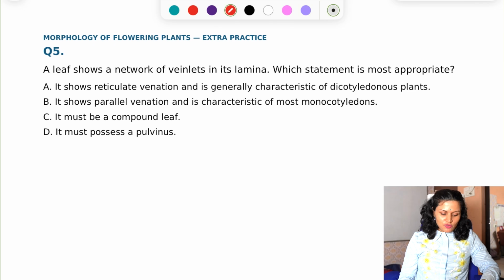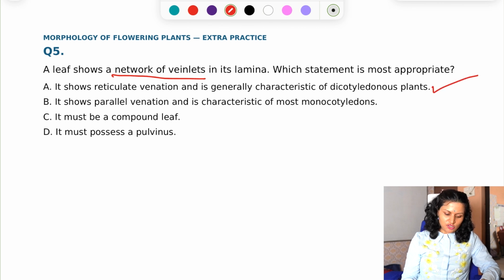Question 5. A leaf shows a network of veinlets in its lamina. Which statement is most appropriate? It shows reticulate venation and is generally a characteristic of dicotyledonous plants. This should be correct. Parallel venation is false. It must be a compound leaf. It has no connection. It must possess a pulvinus. This is false for the network of veinlets. So for the network of veinlets, for question 5, option A is correct.